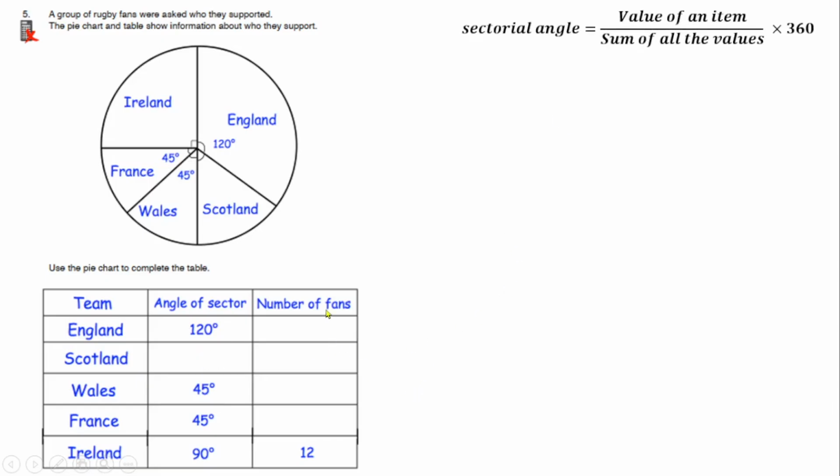To get all these values of the number of fans here, we need the formula. Like I told you, the number of fans using Ireland. Okay, something is missing, sorry. We don't know the total number of fans. We are not given it, so that will be needed in the formula. We only know that 12 of them are Ireland. So we don't know the total number, and we need to find it.